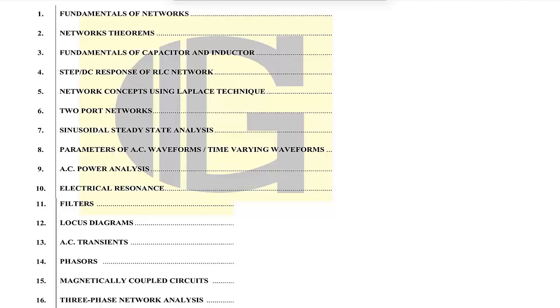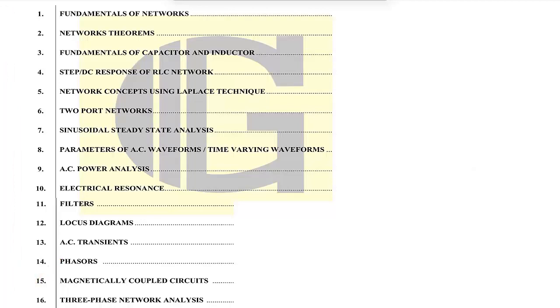If you go through the official website of GATE and check the syllabus of networks, they have specified 4 to 5 lines, and I have just elaborated those contents into 16 topics or 16 chapters basically. In fact, if you go through any standard textbooks like Alexander Sadiku, Hayt Kemmerly and all, you'll find around 25 to 30 chapters in their books. But I have classified them into 16 topics, and if you follow this sequence to learn this subject, your transition will be very smooth because certain topics are interlinked.